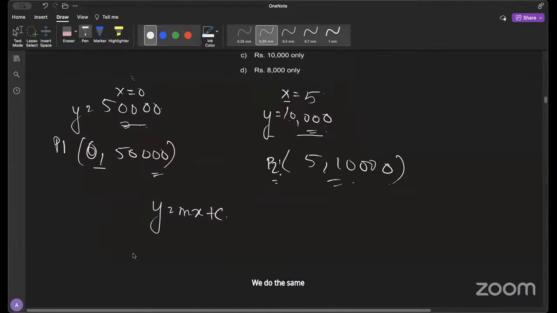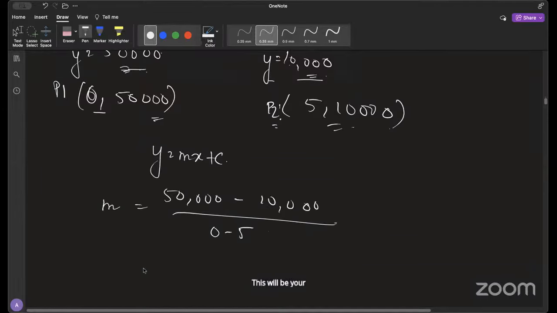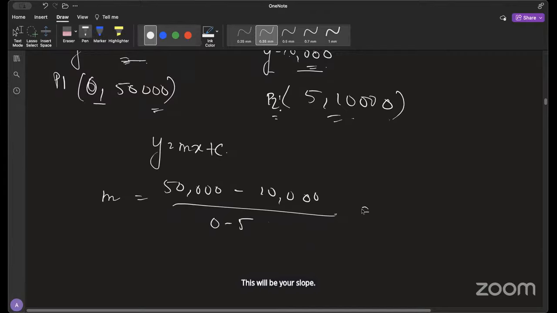So you've been given 2 points. We do the same thing as we did in the previous one. So you do 50,000 minus 10,000, and then 0 minus 5. This will be your slope. So this is 40,000 by minus 5, which is 8,000 with a negative sign.